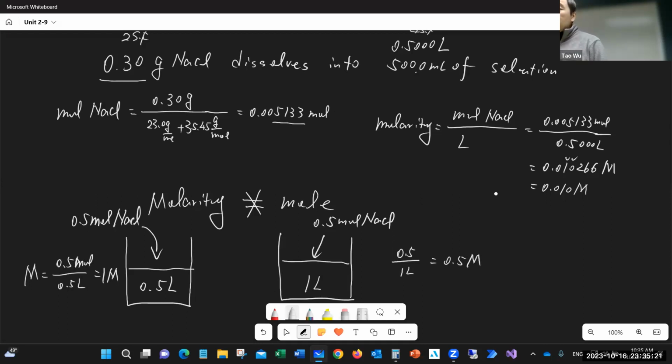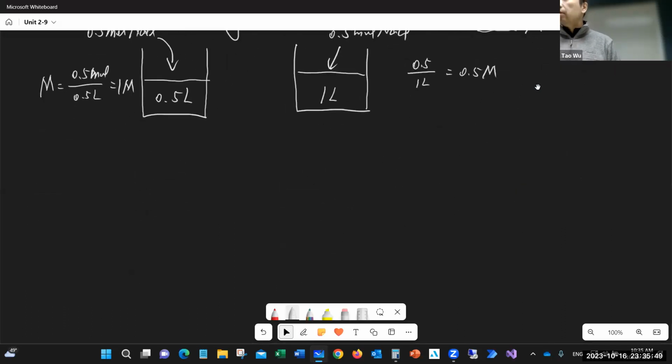So molarity is not equal to mole. Don't just look at 0.5 molar and say, oh, this is 0.5 mole. No, this is completely not right. Okay, let's talk about concentration. It really depends on how much volume of the solution you have. Then you can figure out how many moles there are. Make sense, right?